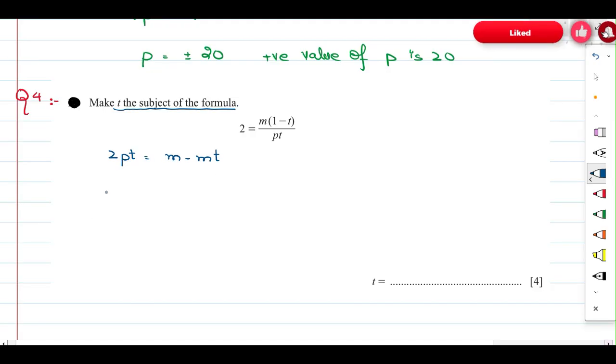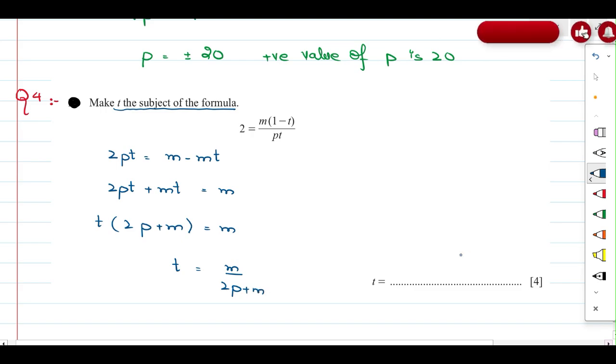Now combine the t terms. 2pt plus mt is equals to m, and then take t common. We have t times 2p plus m is equals to m, so t is m divided by 2p plus m. T is m divided by 2p plus m. This is how you make t the subject in terms of m and p.